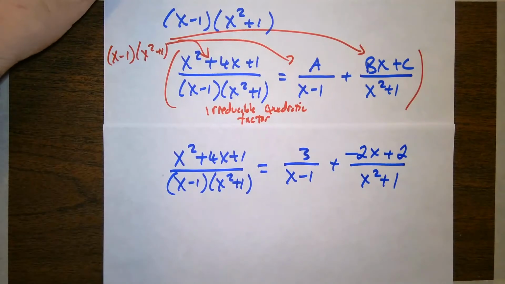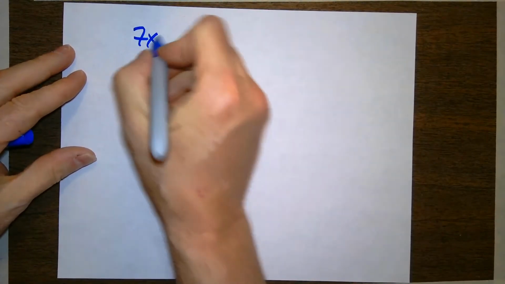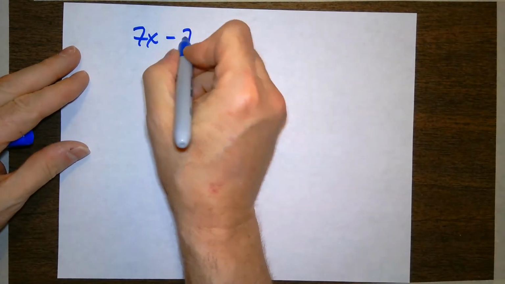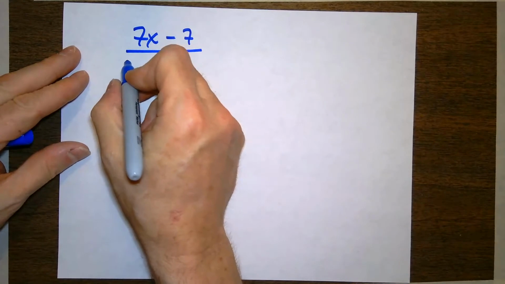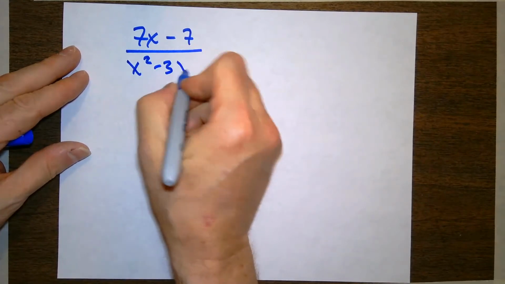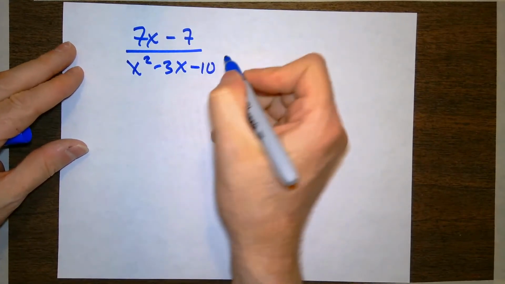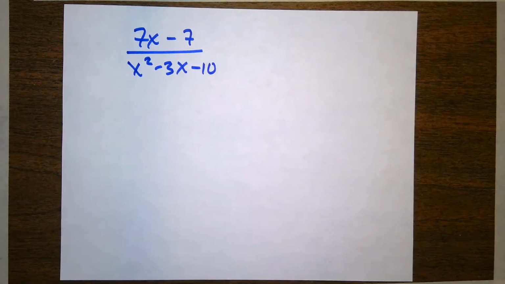All right, so for the last part, I'd like to look at another problem, not so bad, but this time I want to introduce a new method, a different way of solving it. So let's consider the expression 7x minus 7 over x squared minus 3x minus 10. And I want to decompose that. I want to break it down, partial fraction decomposition.